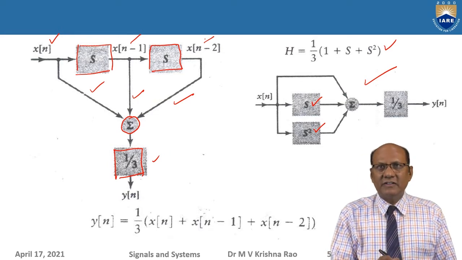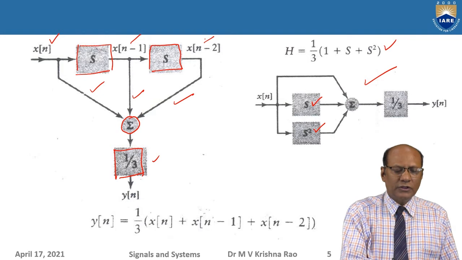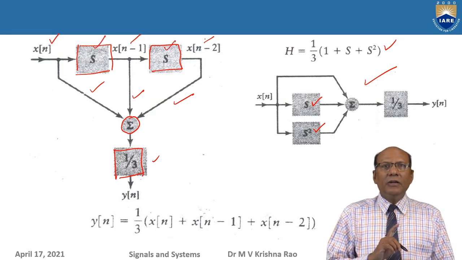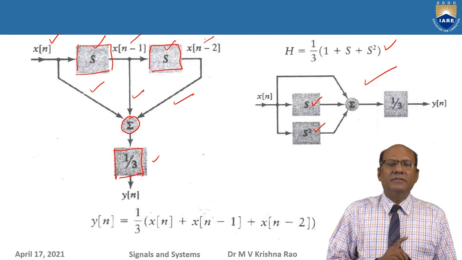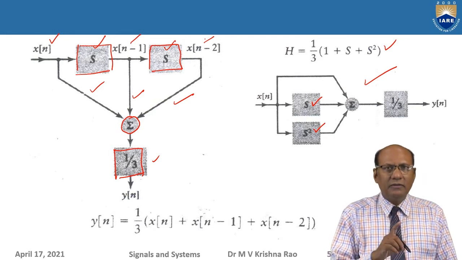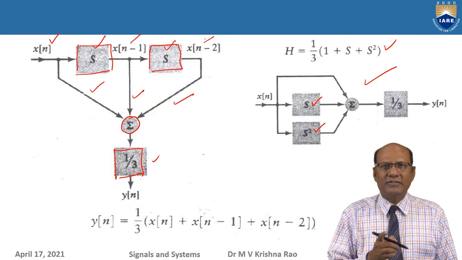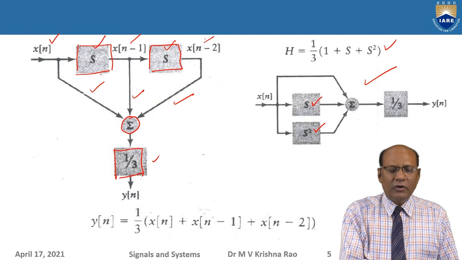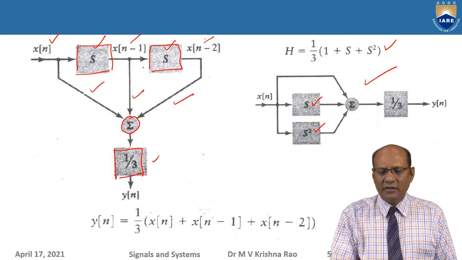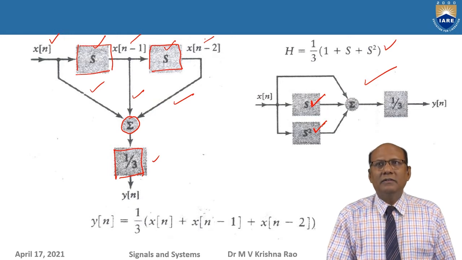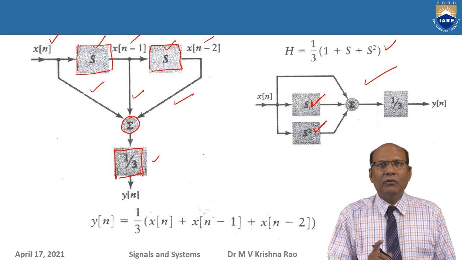So what is the difference in this case? Here I am using one sample delay, another sample delay. So only 2 delay elements, that is 2 unit delays. Each delay means 1 unit, or 1 sample delay. So here only 2 delay elements are sufficient. In the previous one I must have 3 delay elements. So I saved 1 delay element.